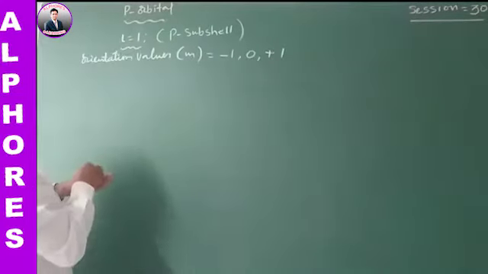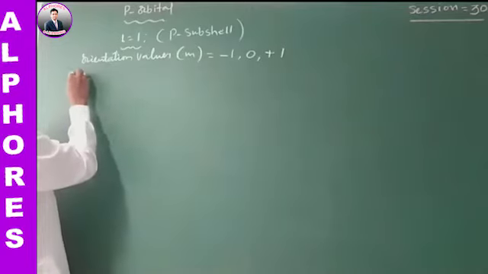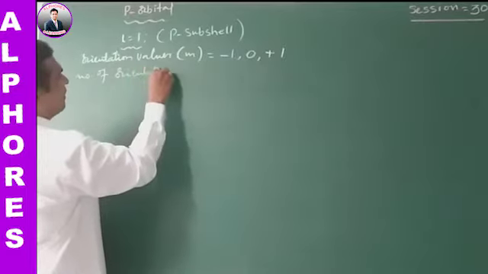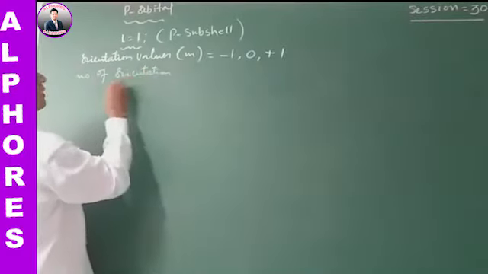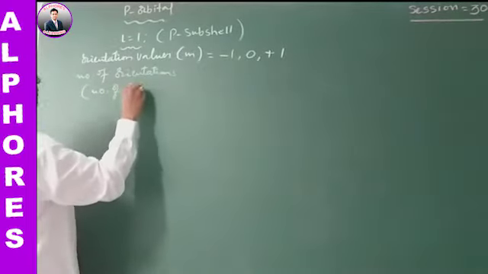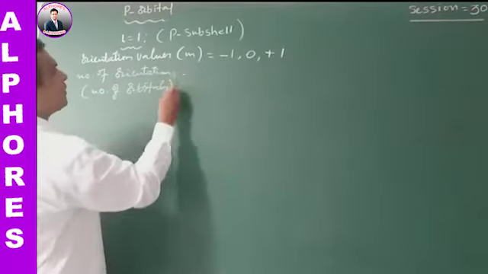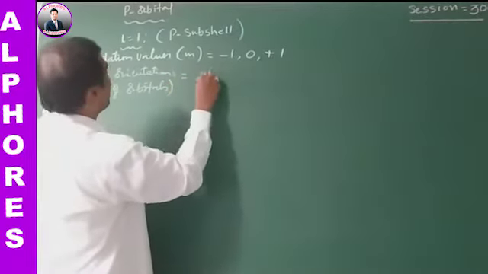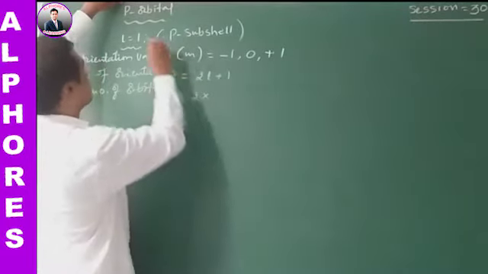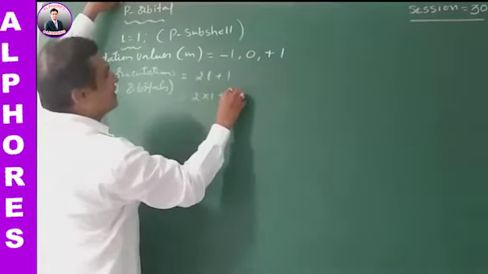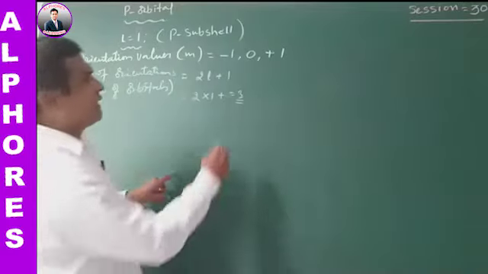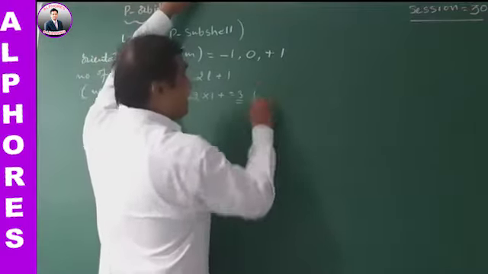The next point is the number of orientations. What does the number of orientations indicate? Number of orientations means number of orbitals, which is equal to 2L plus 1. Now 2L plus 1, with L equal to 1, is equal to 3. This indicates that any p subshell contains 3 p orbitals.